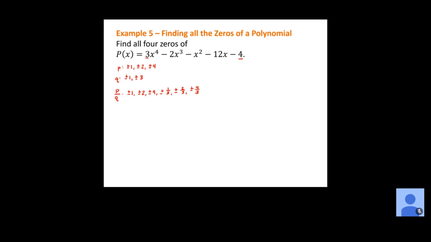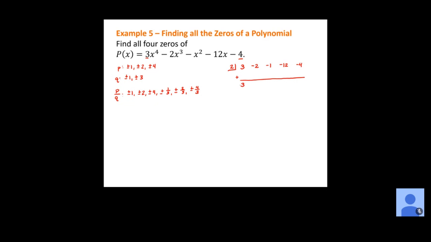So again, lots of options this time. So I would go to my graph. In this case, it looks like 2 might be a 0. I'm going to use 2 here. Again, list out your coefficients. We have 3, negative 2, negative 1, negative 12, and negative 4. No missing terms this time.